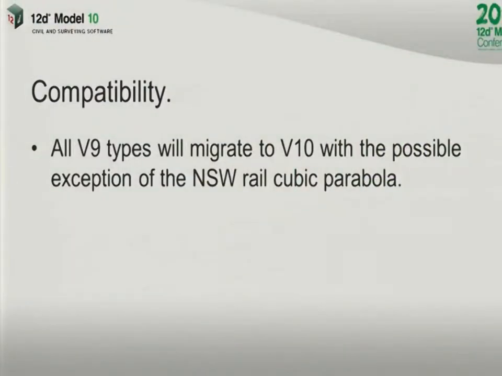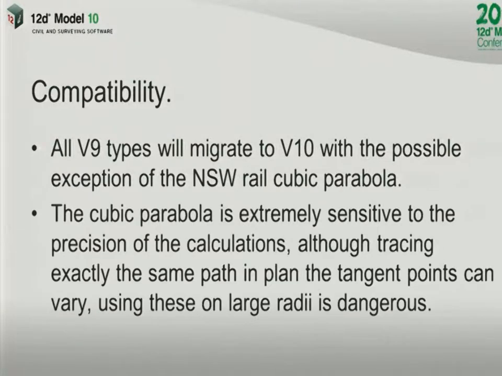Okay, the other thing to talk about was compatibility. All the V9 types will migrate to V10 with the possible exception of anyone in New South Wales using the cubic parabola. Now, the cubic parabola is extremely sensitive to precision of calculations. If you were to use a very large radius and put a 50-metre transition curve into it, packages will let you do it, but you need to realise there's more decimal places than available in the universe needed to represent it accurately. So there are migration problems.